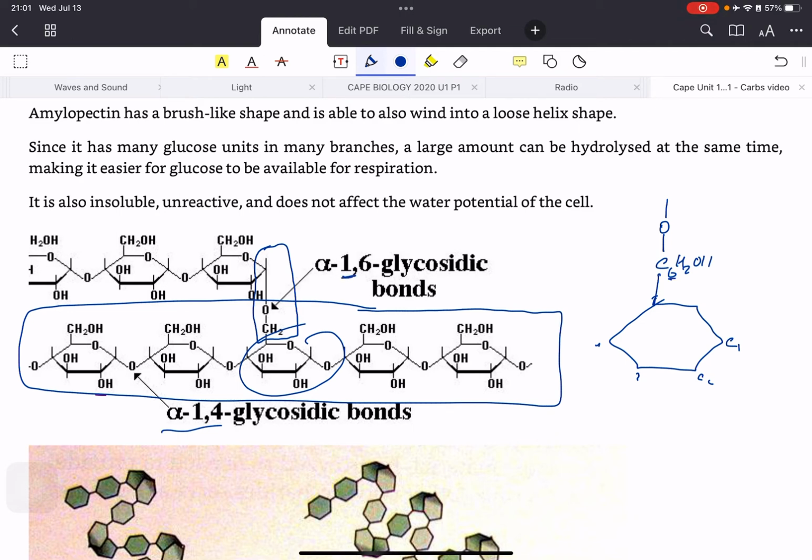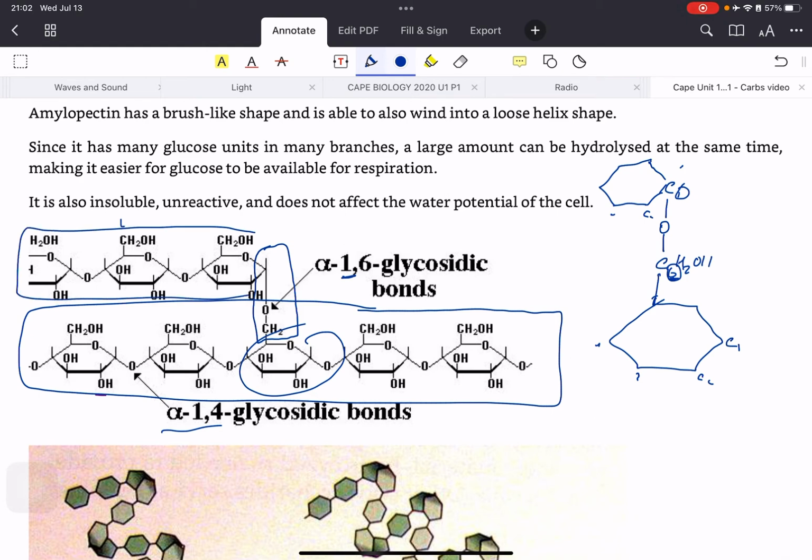So this is the 6th. That's the 6th for the 1,6 bond there. And the 1 is going to come from the carbon 1 of a regular glucose. Right, so C2, C3 go down the road there. So this is a regular glucose here, and this is the carbon 6 of the other glucose there. So this is an alpha 1,6 glycosidic bond, okay? And that is when it will branch off and continue along its merry way.